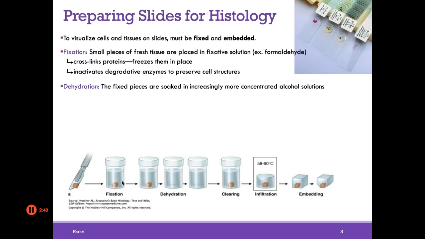So after we fix our tissues in a fixative, we have to dehydrate them. So the fixed pieces are soaked in increasingly more concentrated alcohol solutions. This will remove all the water from the tissue. If there's water, that means the tissue can decompose, right? And we don't want it to be contaminated with anything. We want it to be completely dehydrated so it's stable. And we can then remove all the alcohol by putting it in a clearing solution.